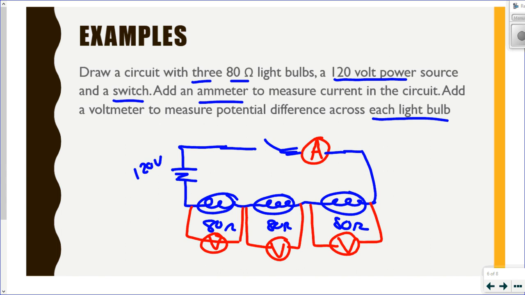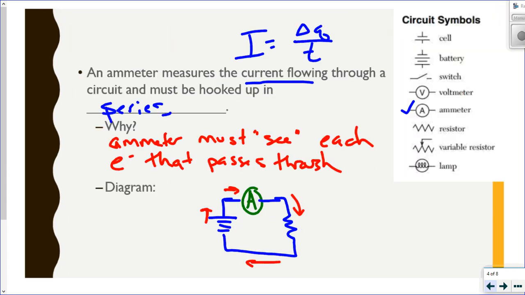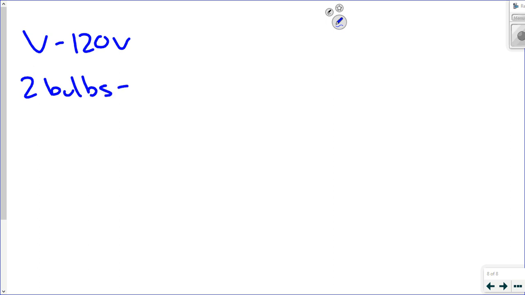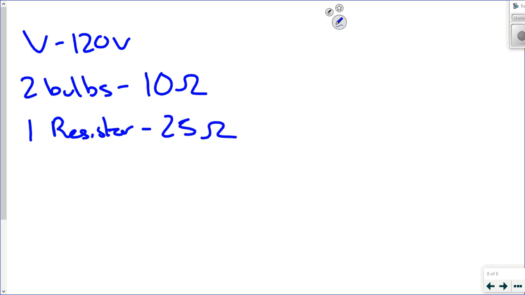This is the last example. I want you to try it on your own. I'll give you a couple tips. For that last example, draw that 10 ohm resistor, 50 ohm resistor, 70 ohm light bulb. And I want you to just put that in series. Make sure you add a voltmeter and an ammeter into your circuit. Do it on your own, then you can check my answer.